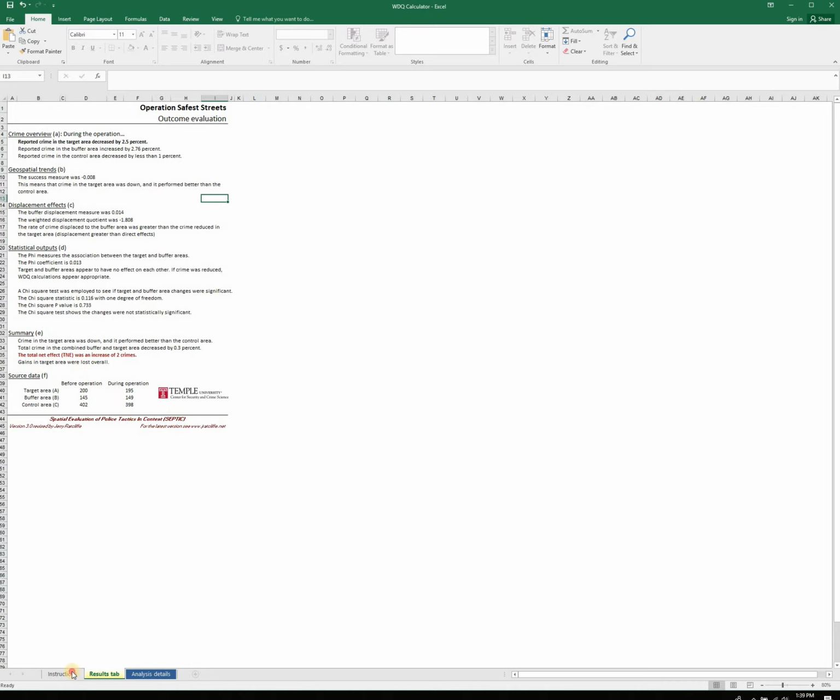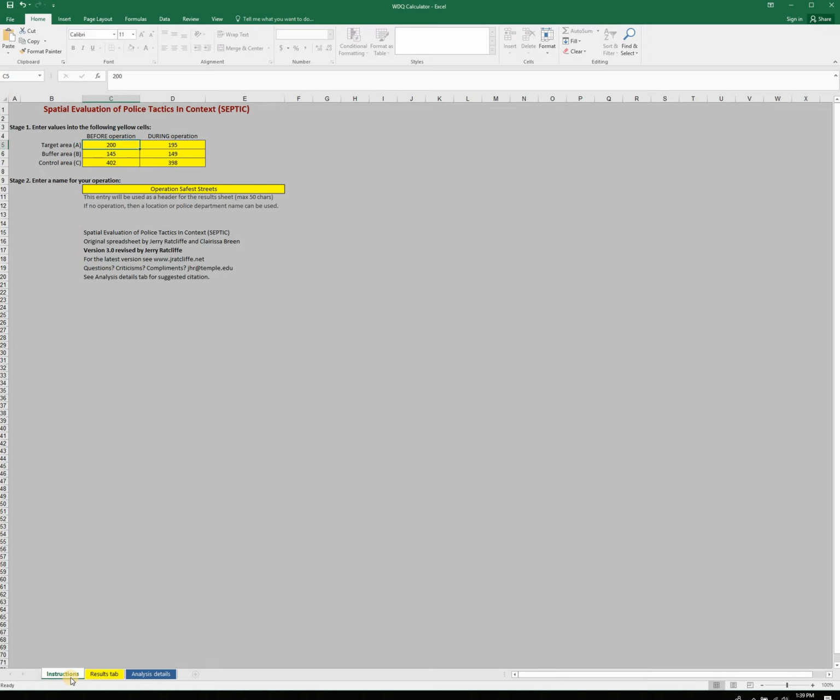But what I'm going to do is return to the instructions tab and input some new numbers. I'll keep this target area before the intervention the same at 200. I'm going to change the during the intervention to 100. Then I'm going to work in the control area. I'll change this to 400 just to keep it neat. And I'm going to change this to 500. And then in the buffer areas, I'll keep this at 145 and I'll change this to 155.